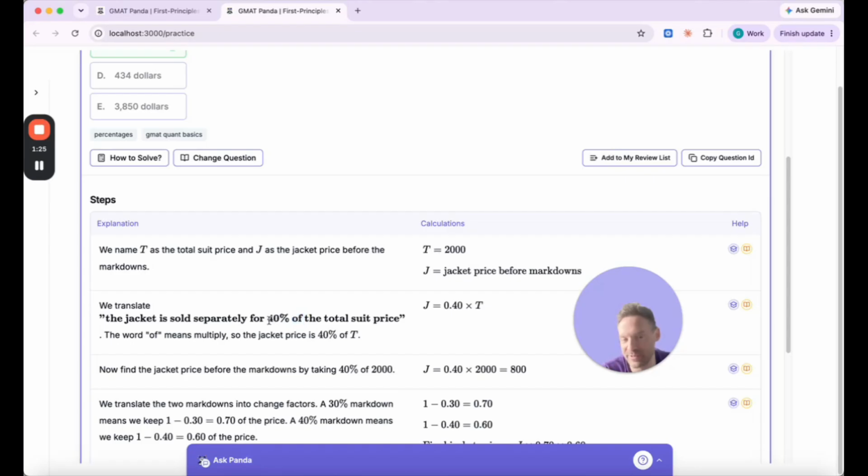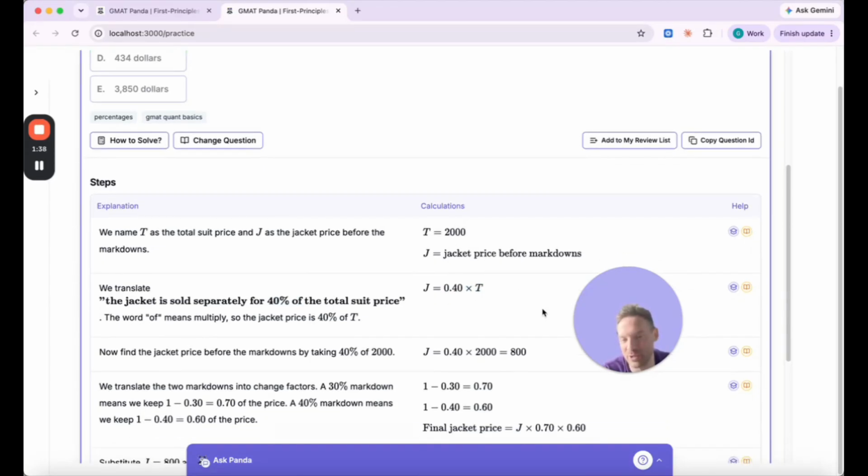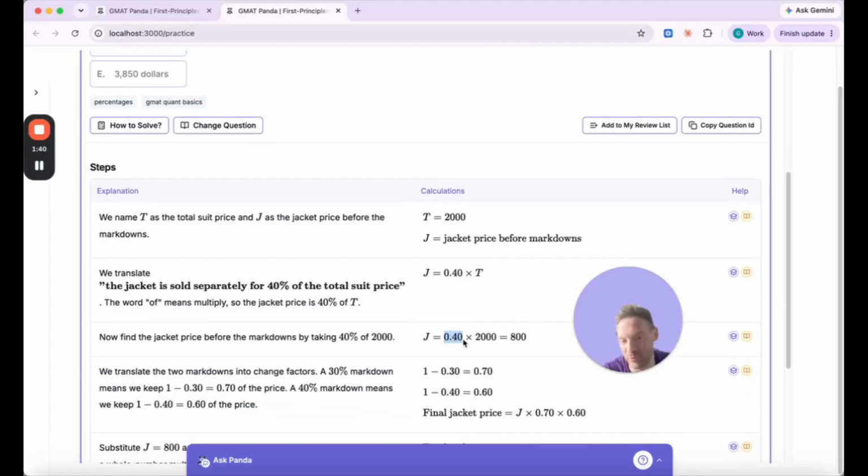So in this case, 40% would be 0.40. Of is this times here, and the T is the total suit price. So what we need to do is to do 0.40 times 2,000. We could have written this 0.40 as 40 over 100. That's another way of writing percentages. But 0.40 is usually a bit quicker if you're comfortable writing it that way.